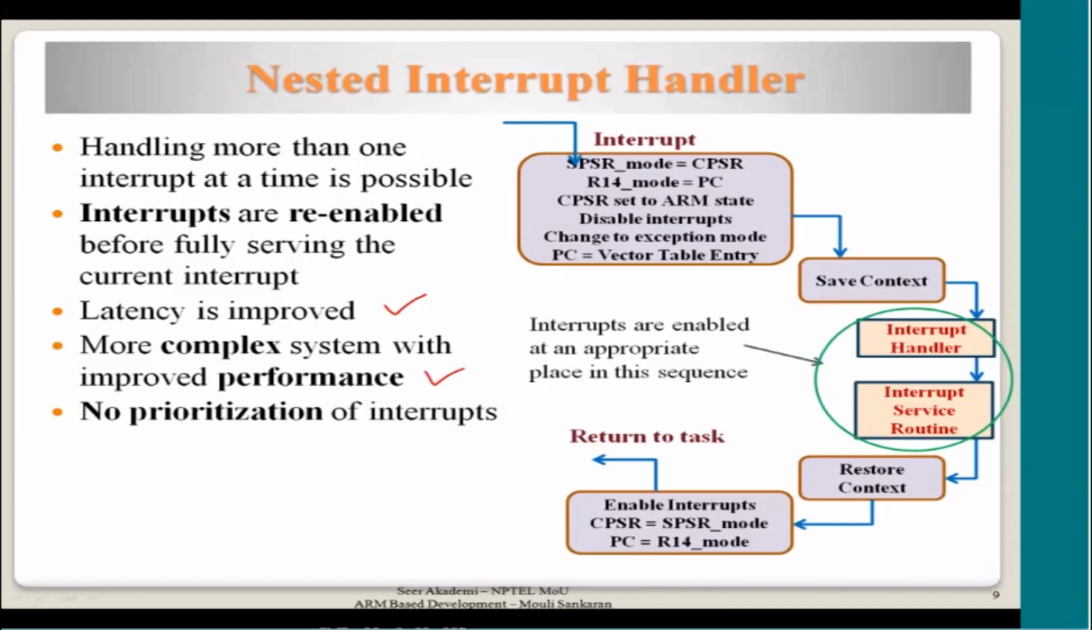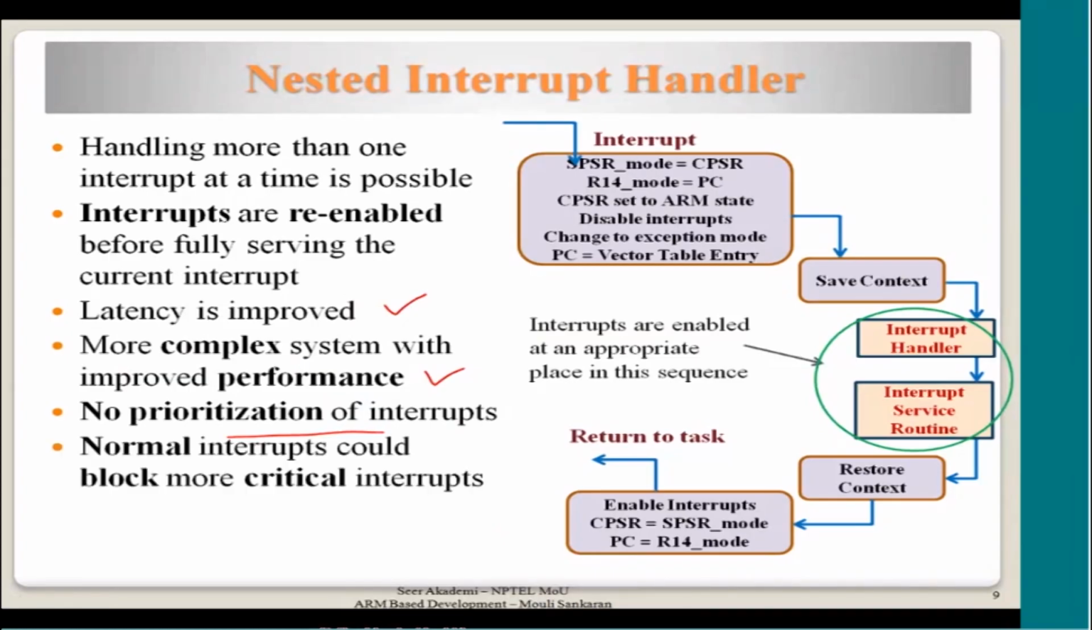But one more thing you have to remember: we are just enabling the IRQ, but we may not have any prioritization among these. Whatever is being provided by the IRQ is handled by this non-nested method. There is no implicit priority given to the different sources. So normal interrupts could block.